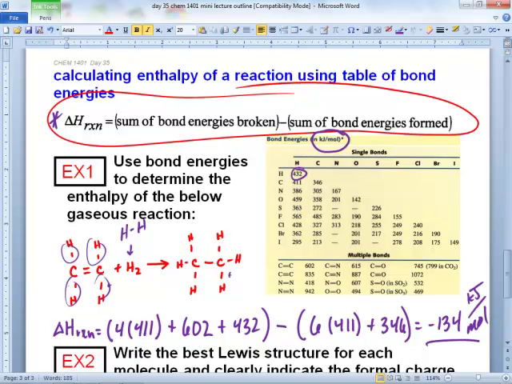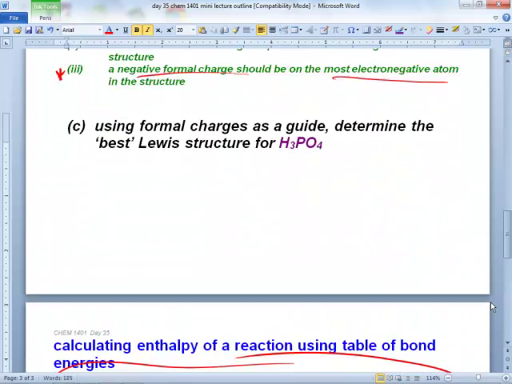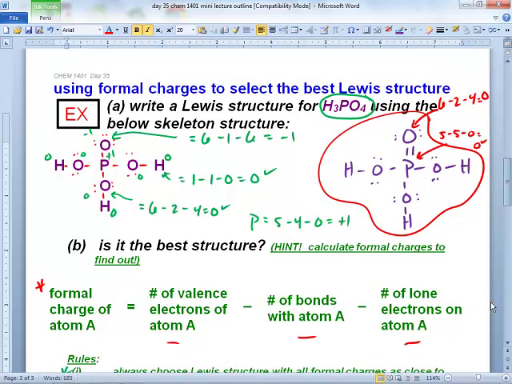So there's two types of problems. One is finding delta H for a reaction. Add up all the energies for everything to break. Subtract out the energies for everything to form. It's not so bad. Use the table. The other one is writing Lewis structures, but using formal charges. So to get a formal charge, number of valence minus the number of bonds minus the number of lone electrons. You could also do number of valence minus number of electrons minus number of bonds. It doesn't matter. The order really doesn't matter.